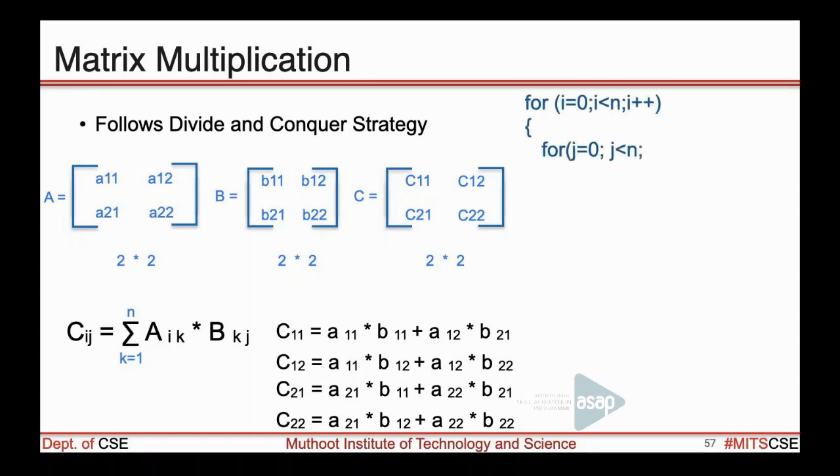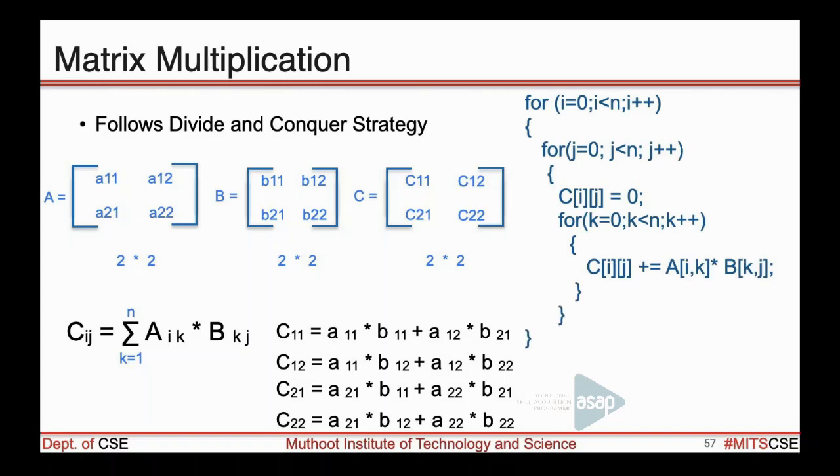Let's write the basic algorithm or pseudocode that we use whenever we do matrix multiplication. We normally have 3 for loops, an i loop, a j loop and a k loop, and we finally do the matrix multiplication, right? So what is the time complexity of this? We have 3 loops, which means order of n cube. So normal matrix multiplication works in order of n cube. Clear?